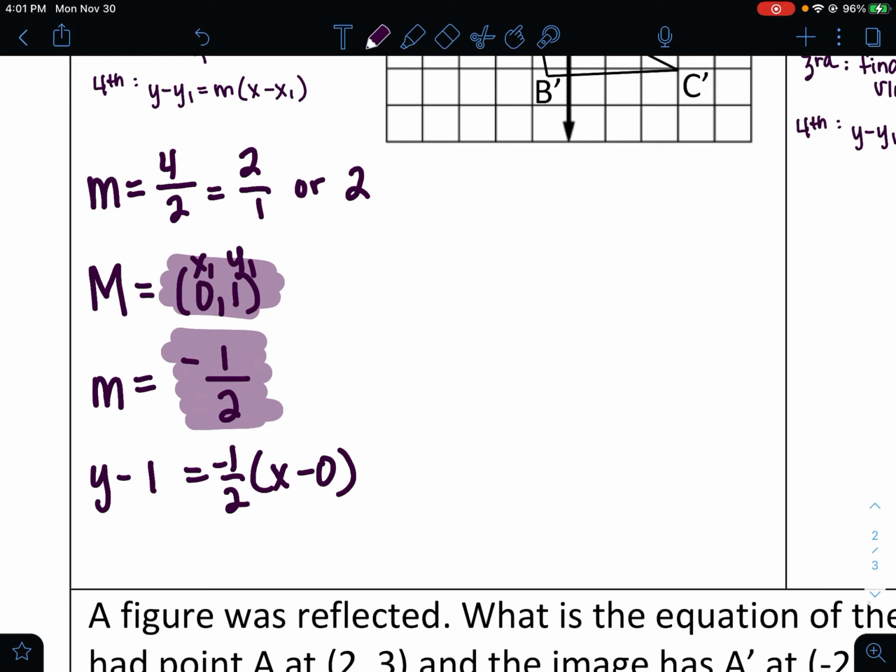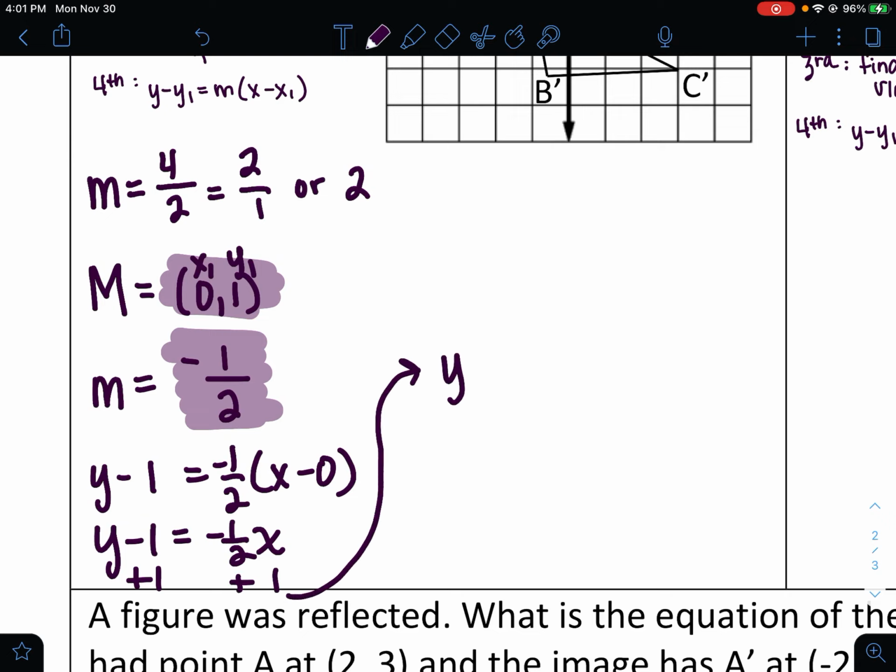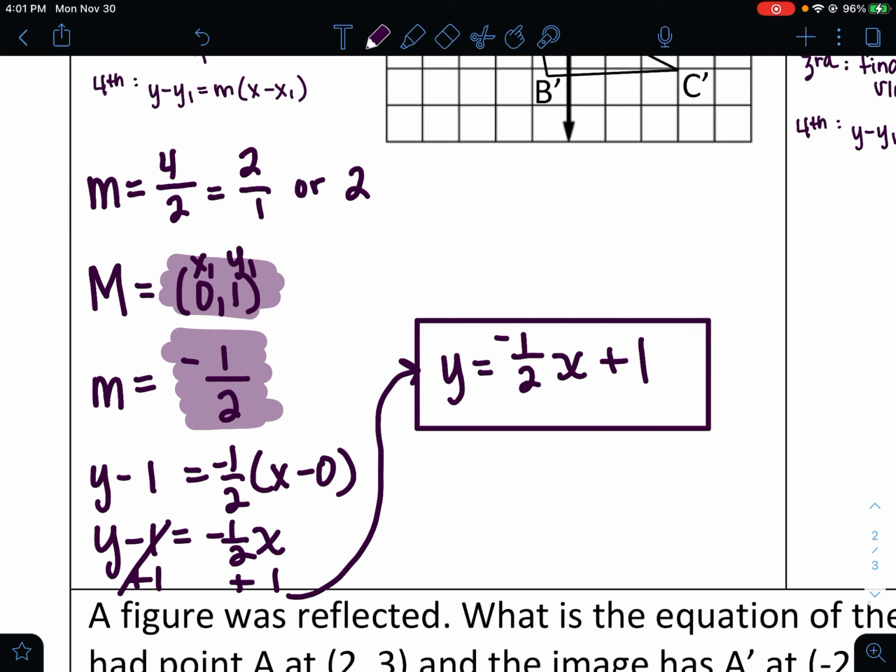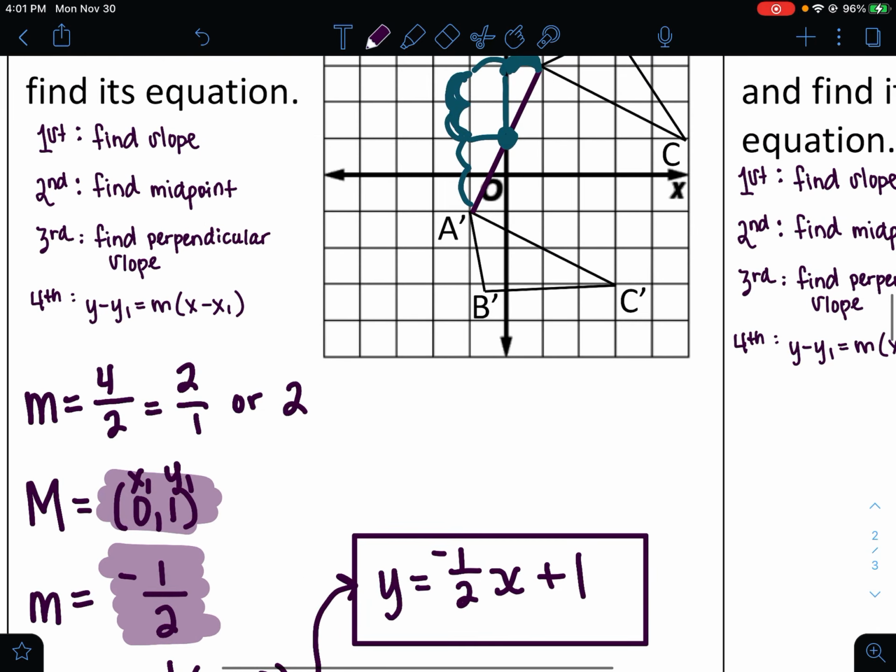All right, so let's clean this up a bit. Technically, this is the equation, but let's clean it up. So y minus 1, and then we have negative 1/2 times x, because x minus 0 is just x. And I want to actually change this to slope-intercept form, basically get y by itself. So I'm going to do plus 1 to get rid of that minus 1, and I'm left with negative 1/2 x plus 1. There's my equation. I'm going to go ahead and graph it.